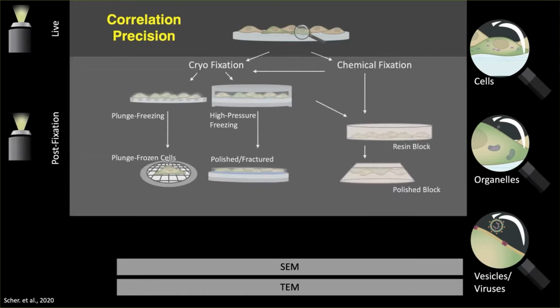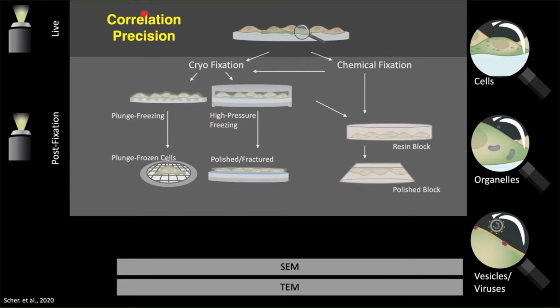Moving down the line, if we image the sample post-fixation, it is not important whether it was a fixation by cryo or chemical at this point, although there are considerations here, definitely, which I will touch upon. Then the sample is not moving anymore. You already gain a lot in correlation precision. However, your sample is still thick.